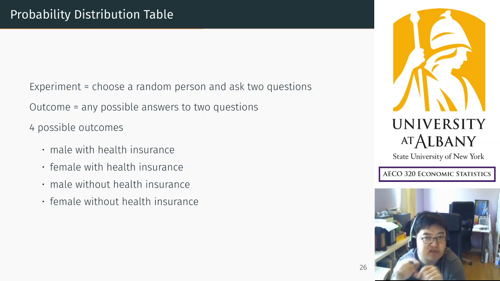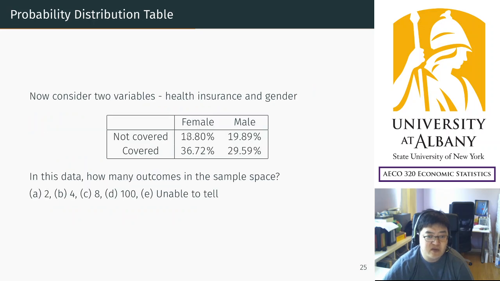Any possible answers is one outcome, and there are four possible outcomes: male with health insurance, female with health insurance, male without health insurance, and female without health insurance. Right? And also, it is clear from the table there are four probabilities. They are different types of answers. So each of them is one outcome in our survey when you restrict them to two questions. So the answer is 4B.